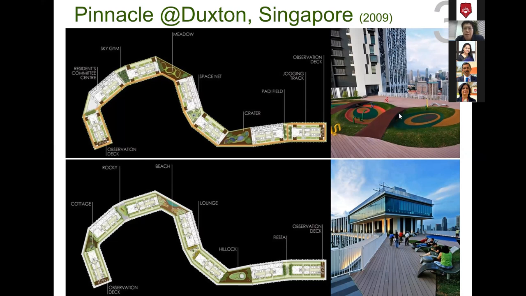This is at the mid-level, and they accommodate the jogging track, the children's play area, the sky dream, and also the resident committee center. So the residents can enjoy the communal spaces at the high levels. And at the top one, the sky garden also has the observation deck, not just for the local neighbors, but also for the visitors.